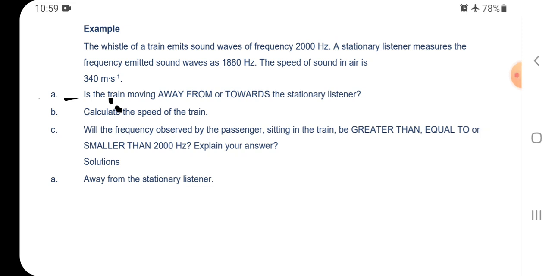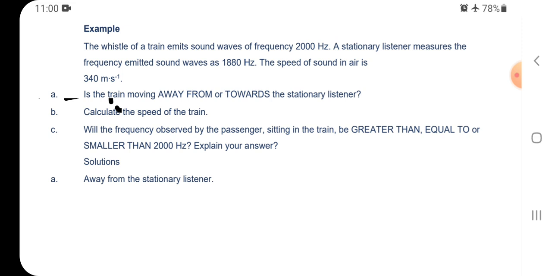A whistle of a train emits sound waves of frequency 200 Hz. A stationary listener measures the frequency of the emitted sound waves as 1880 Hz. The speed of sound in air is 340 meters per second. Is the train moving away from or towards the stationary listener? That's question number 1. Then calculate the speed of the train. And then number 2, will the frequency observed by the passenger sitting in the train be greater than, equal to, or smaller than 200 Hz? Explain your answer.